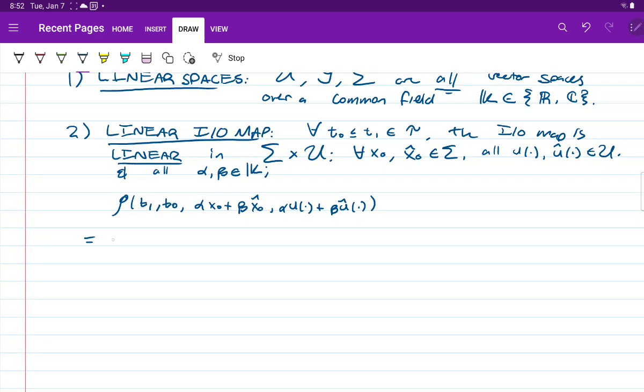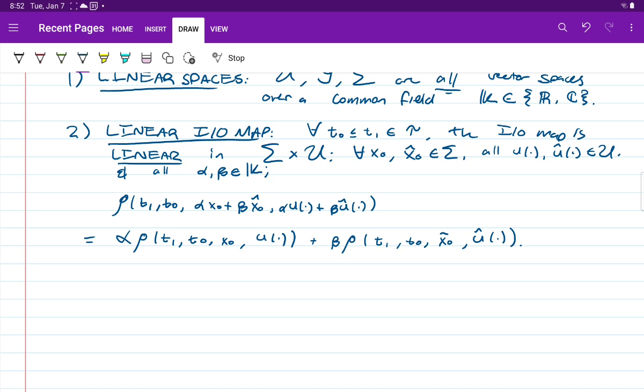So what we're going to have is that this is equal to alpha times rho of t1, t0, x0, and u, plus beta times rho of t1, t0, x0 hat, and u hat. Okay? So all that I'm saying over here in this linear I/O map condition is that the I/O map is linear jointly in my initial condition and in my input signal. Okay? So once again, it's important here that we distinguish between input signal and input value. This is a condition on input signal.